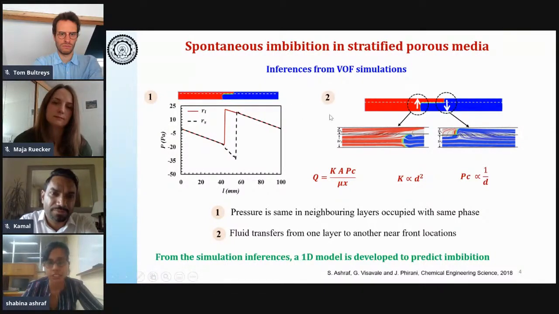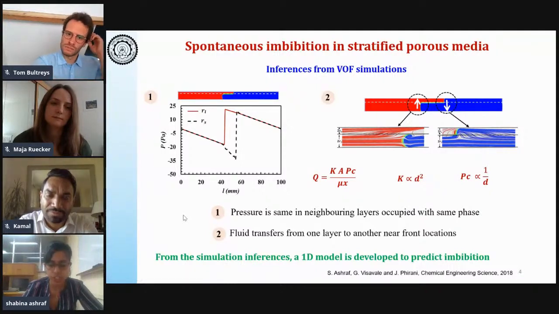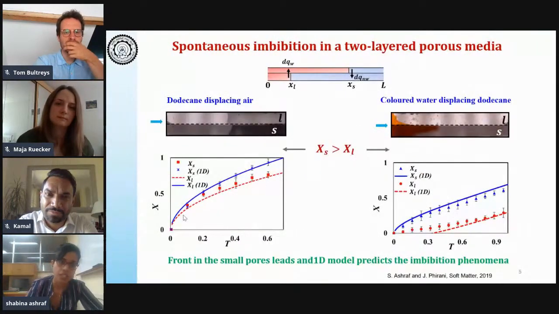Another inference is that we have observed some fluid transfer between the layers, and this mostly occurs only at the menisci location. So these are the streamlines from the simulations. Now we have two inferences: the same pressure drop when they're occupied with the same fluid, and the fluid transfer at the front locations. By incorporating this into Darcy's law, we have developed a one-dimension model. Now we wanted to see if the one-dimension model necessarily mimics the experimentally observed phenomena. And yes, for both the cases, our one-dimension model was able to mimic the experimental observations.